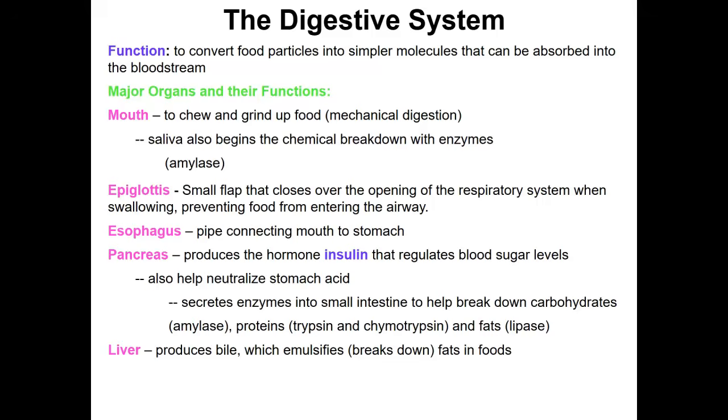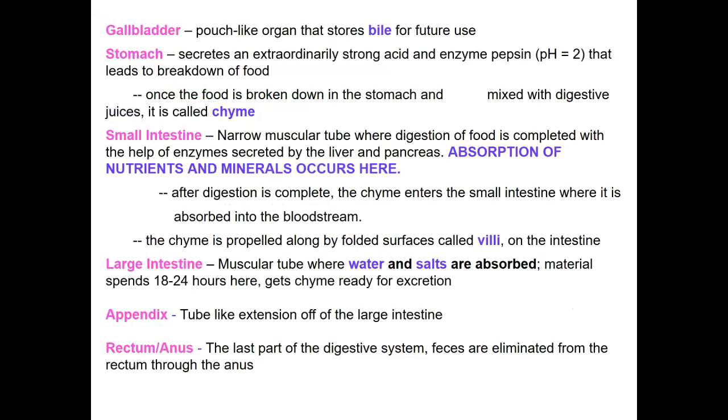Your liver is a very complicated organ that has a ton of different functions, but you just need to know it produces bile, which emulsifies or breaks down fats in food. Gallbladder stores bile. Stomach secretes strong acid that breaks down food. Once food is broken down in your stomach and mixes with digestive juices, it's called chyme. The small intestine is really important for absorption of nutrients and minerals.